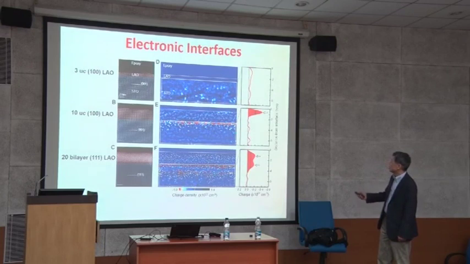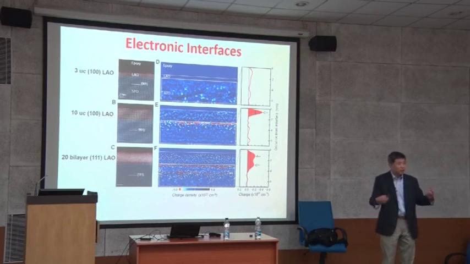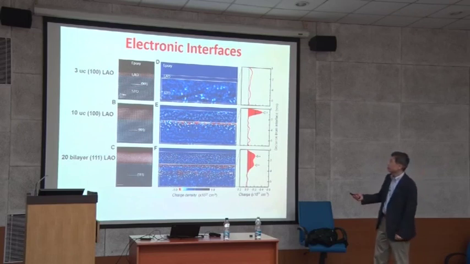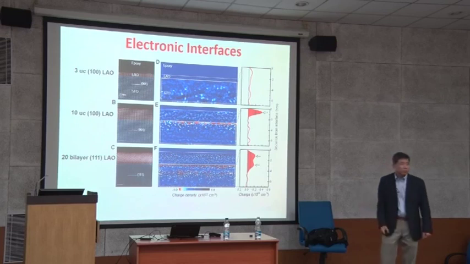So quite interesting here, when you measure the electronic interfaces, 3-unit cell and 10-unit cell, you see that there is no 2D electron gas below the critical thickness. Do you remember that? The bilayers, 4-unit cell is the critical thickness. So below critical thickness, no 2D electron gas, but above critical thickness, you get 2D electron gas. You see that clearly.